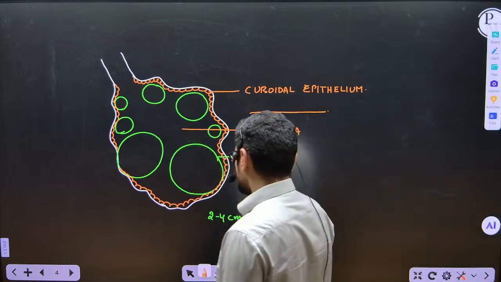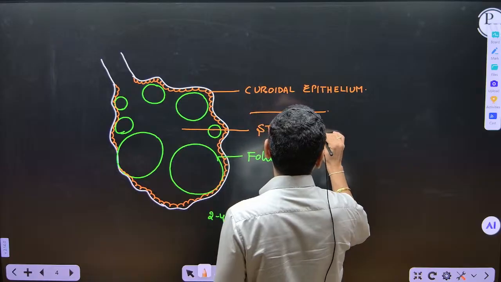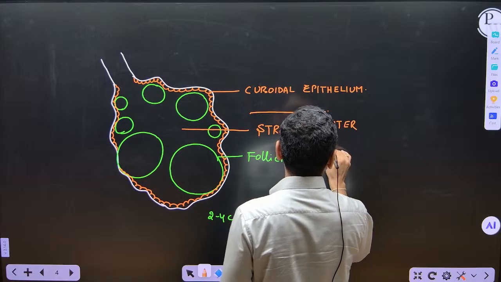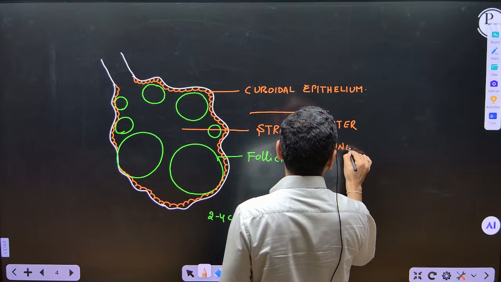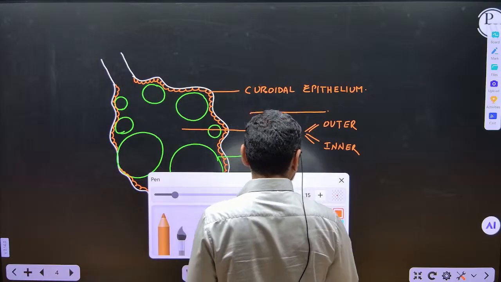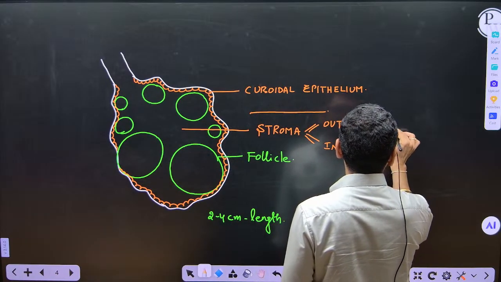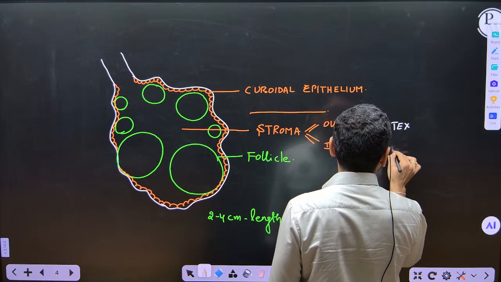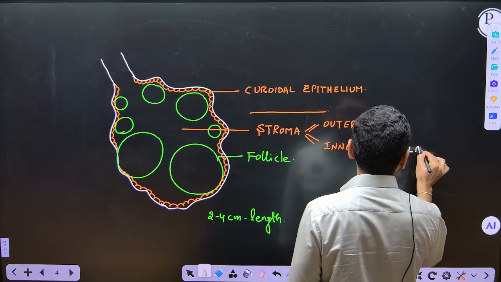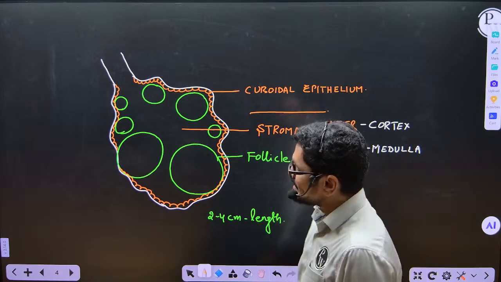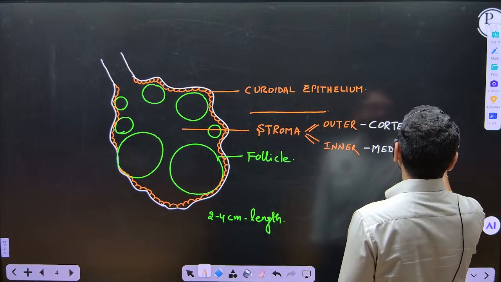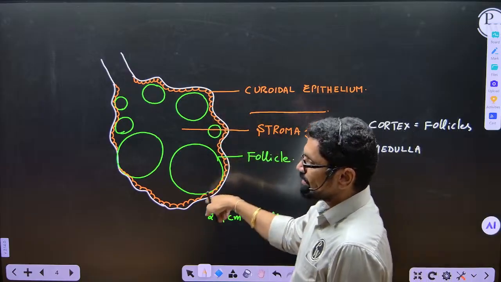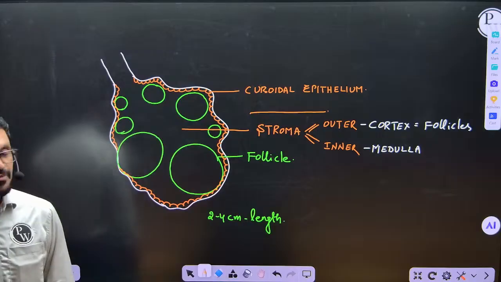What is this stroma? Stroma is divided into two parts: the outer part of the stroma and the inner part of the stroma. The outer part of the stroma is called cortex. The inner part of the stroma is called medulla. Cortex is the place where follicles are present. Now you are able to see the green color follicles here, right? Those follicles are present in the cortex portion.